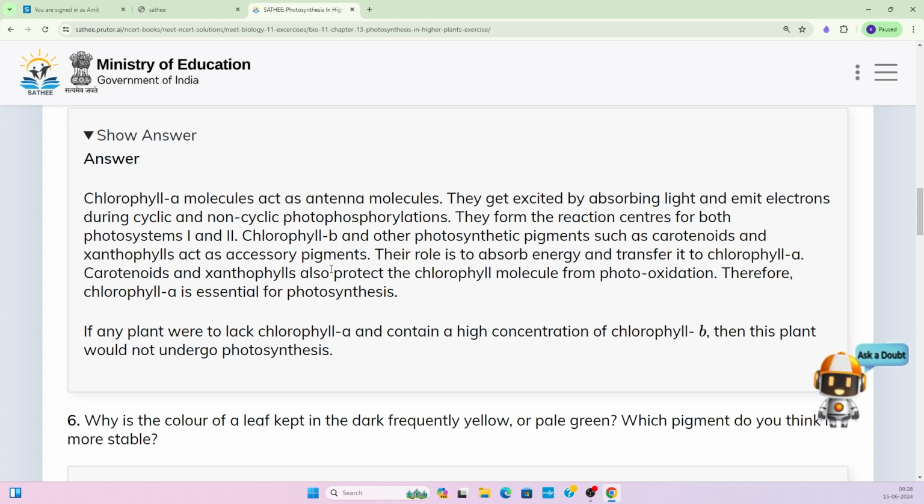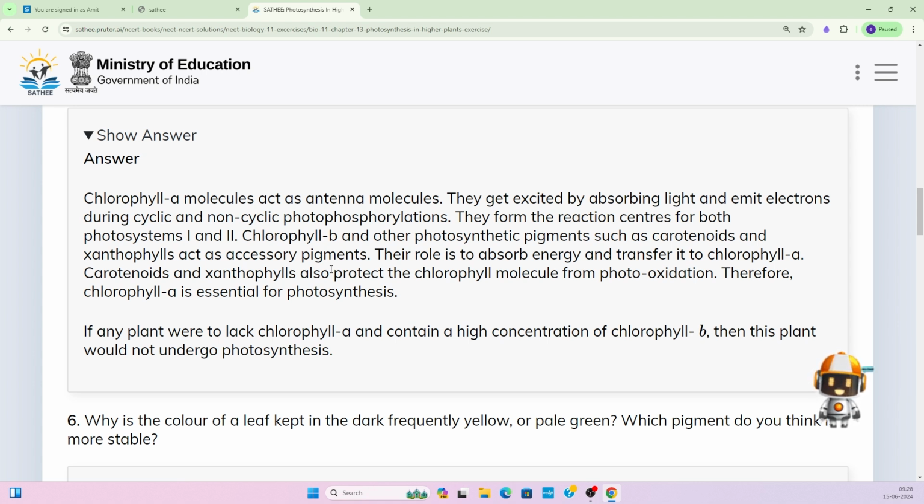This is a very, very important point. Chlorophyll A molecule is very important, and it is present in the core center of the photosystem, whether it is photosystem 1 or photosystem 2. So if any plant were to lack chlorophyll A and contain a high concentration of chlorophyll B, then this plant would not undergo photosynthesis, right? Because photosynthesis begins with absorbing the light.